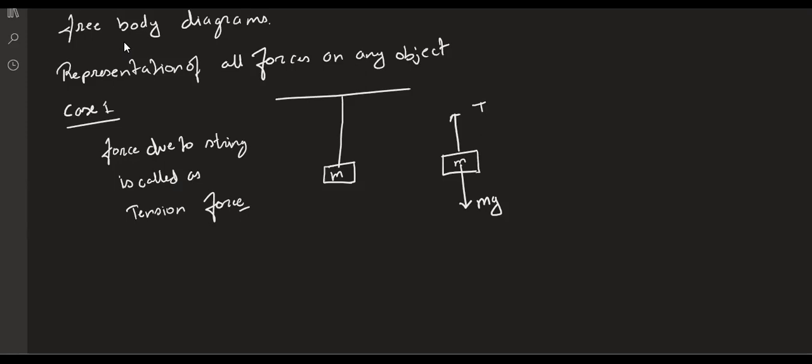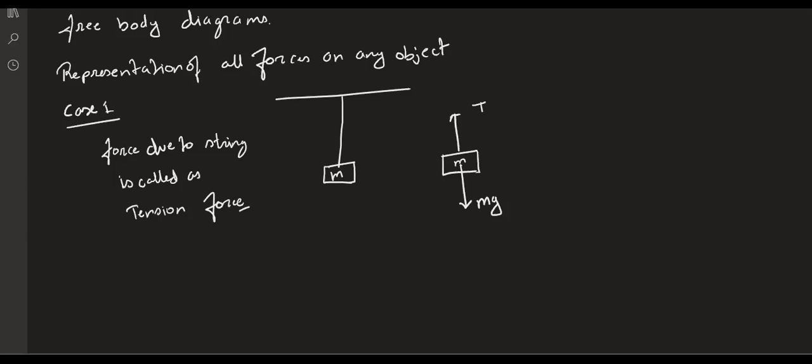What did you get? I just said that if an object is tied to a thread and hanging from the wall, then on that object there will be one force in the downward direction, which is mg. But since the object is not falling down, there should be a force in the upward direction balancing that mg. What is that force? That force is due to strain, and it is called the tension force. Got it?